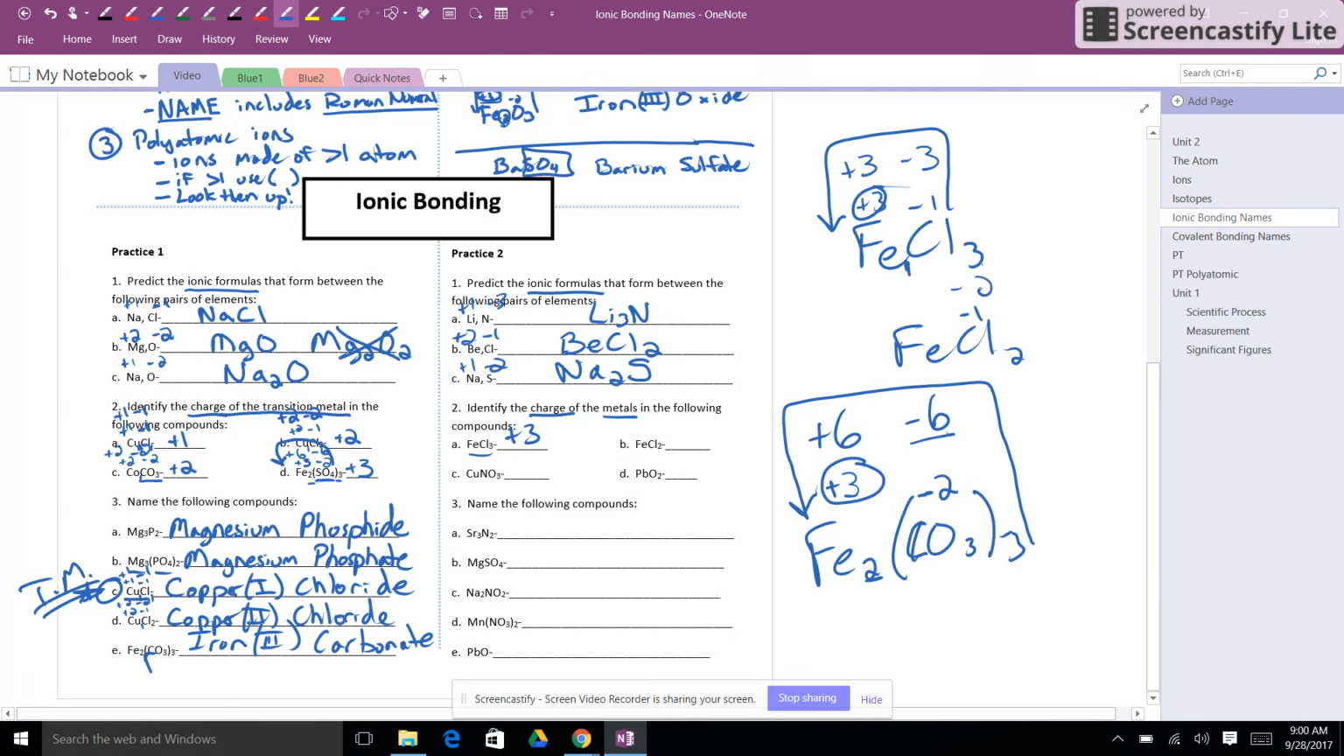What about FeCl2? In FeCl2, chlorine is still -1. 2 times -1 is -2. The opposite of -2 is +2, and 2 divided by 1 is +2. 1, 2, 3, 4 numbers written down, +2.